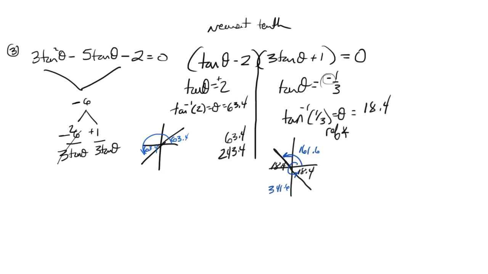So I came up with four answers. Two for the positive 2, 63.4 and 243.4. Now the negative 1/3, don't type in the negative. I get 18.4 as the reference. I drop it in quadrants 2 and 4. So I got 161.6 and 341.6. Those are my four answers.